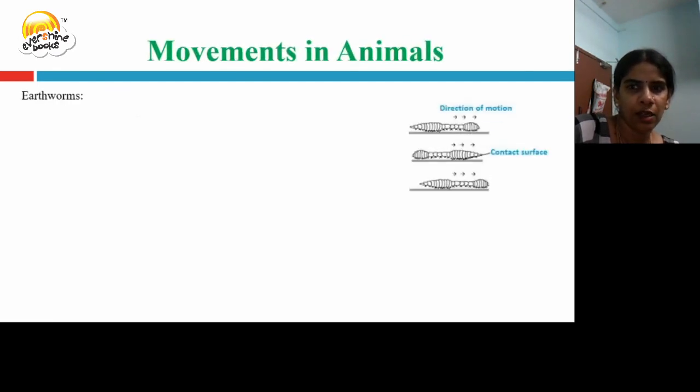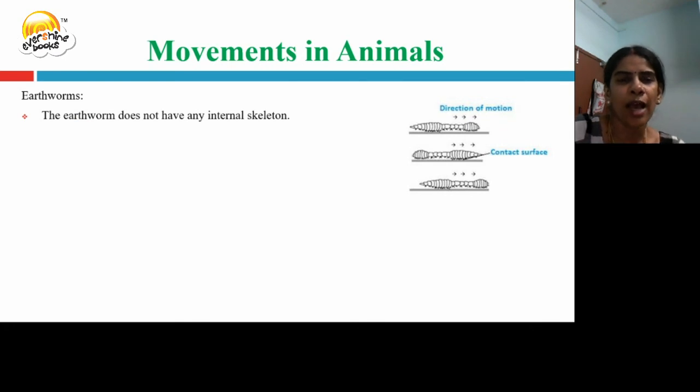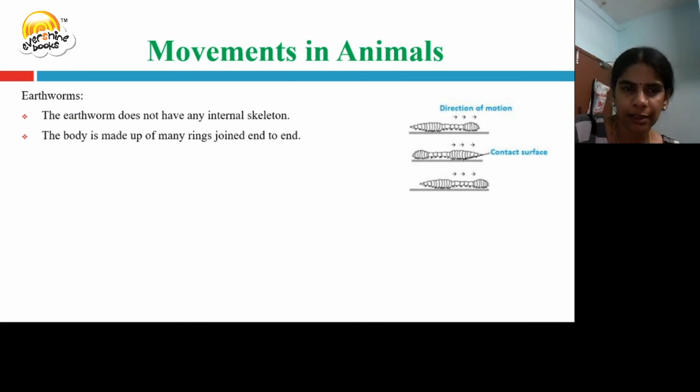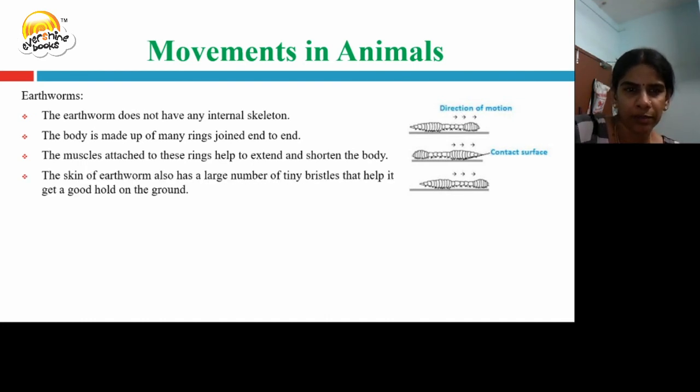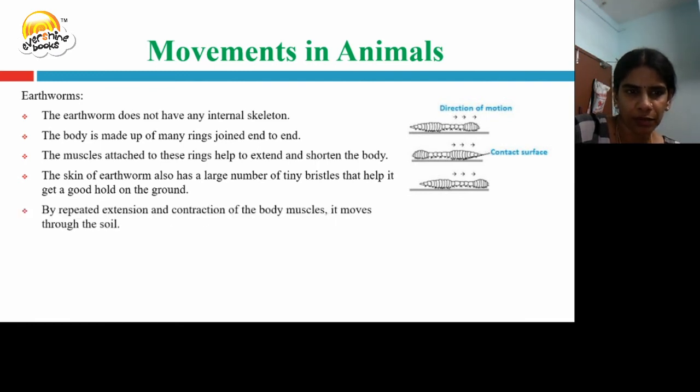Earthworms. You can see the earthworm does not have any internal skeleton. The body is made up of many rings joined end to end. The muscles attached to these rings help to extend and shorten the body. The skin of the earthworm has a large number of tiny bristles which help it get a hold on the ground. By repeated extension and contraction of body muscles, it moves through the soil.